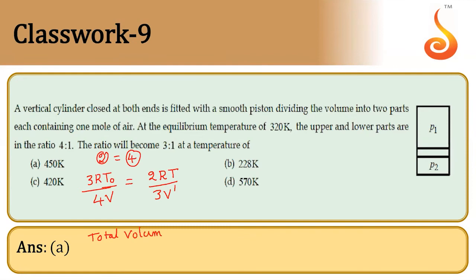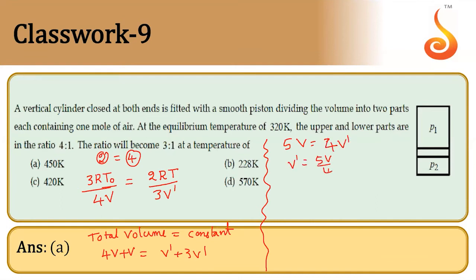Initial total volume will be equal to final total volume. Initial total volume is 4V plus V. Final total volume is V dash plus 3V dash. Am I correct? Yes or no? Okay. So 5V is equal to 4V dash. So V dash is equal to 5V by 4. Am I correct? So that V dash value substitute in this equation.